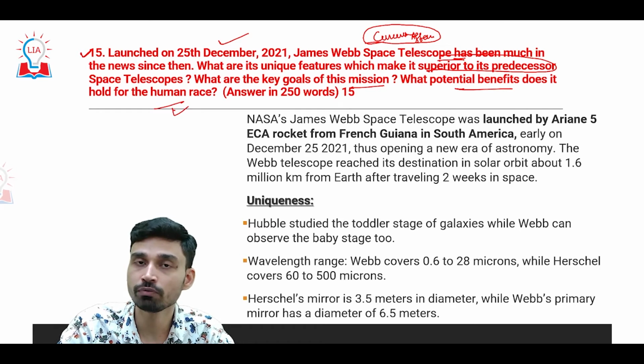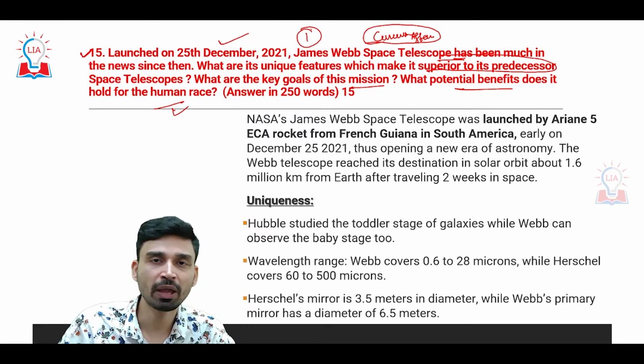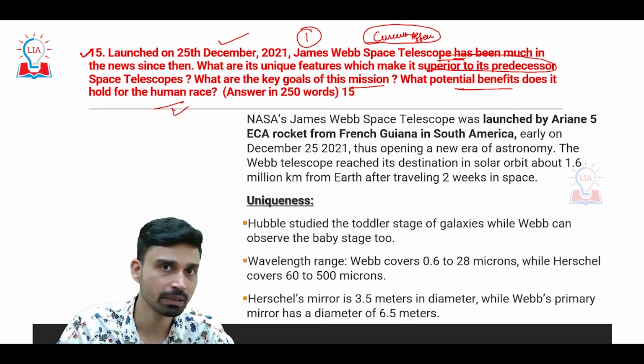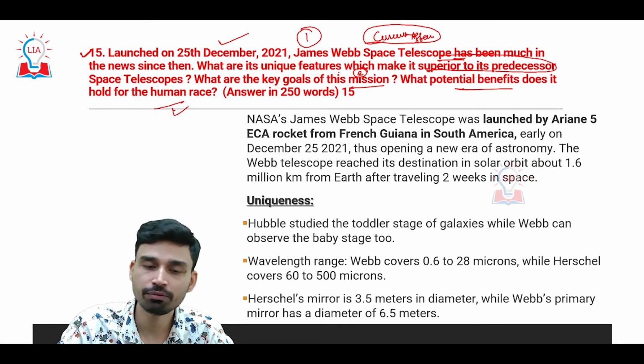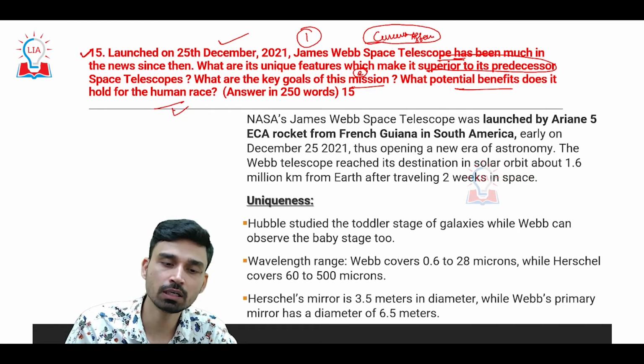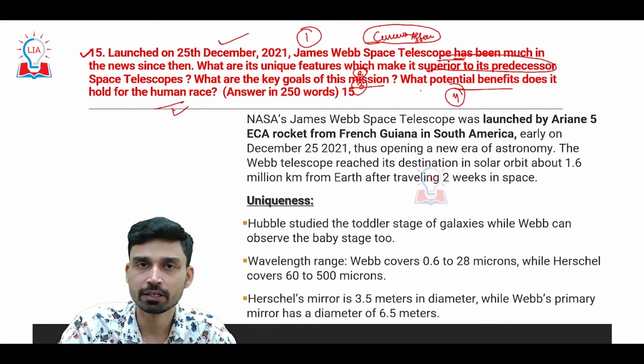So basically the question is of 15 marks, but if you try to understand, how many parts does the question have? In the first part, you have to write slightly about the statement that is being given here. The second part is the unique features, which you have to compare with its predecessor. The third part is the key goal, and the fourth part is the potential benefit. So that is how the structure of your answer should also be arranged.